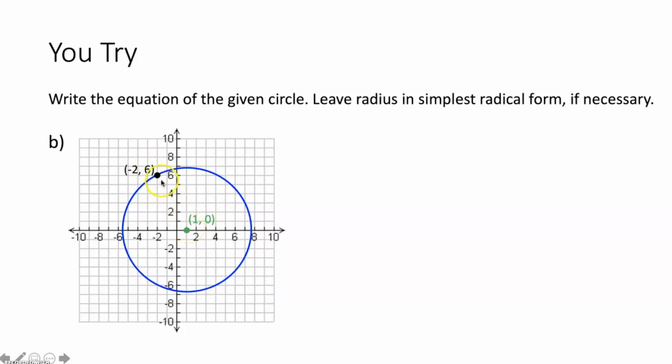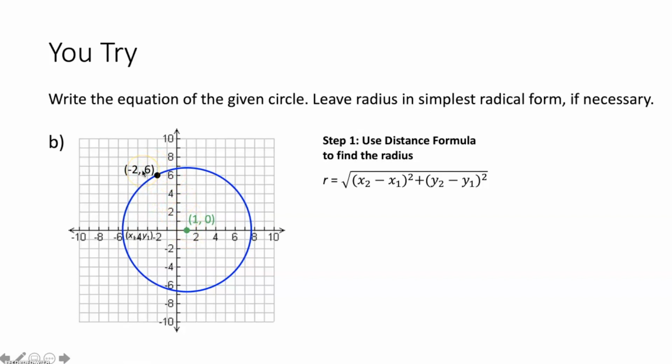However, this time, the center of our circle and the point on the circle do not have the same x value or y value. Meaning, in order to find the distance between these 2 points, the radius of our circle, we need to use the distance formula. So we choose one of our points to be x sub 1, y sub 1, the other one to be x sub 2, y sub 2. We plug in the coordinates to their corresponding spot in the distance formula.